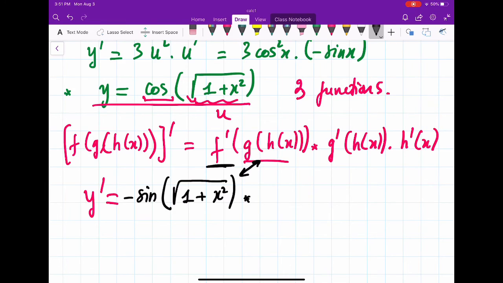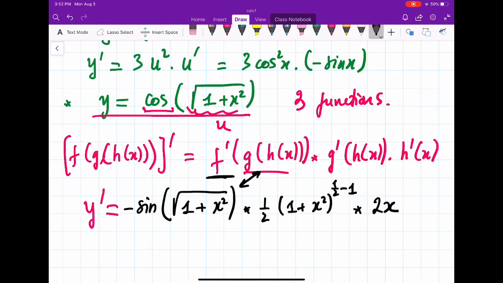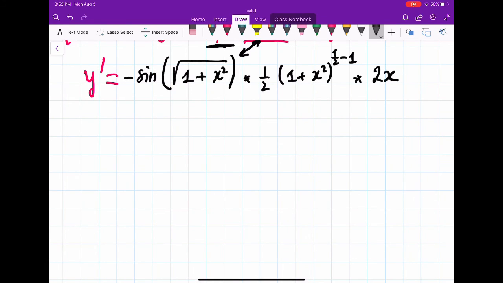And then I move to the second function, square root of 1 plus x squared. But square root is power 1/2, right? So I write 1/2 in here, 1 plus x squared to 1/2 minus 1. You know, the derivative of the power function. That is the power rule, right? And then the last term is the derivative of 1 plus x squared, which is 2x. You see? If we understand the chain rule very well, you can write the answer right away. Okay? Now let's consider a tangent line problem, and then we finish today's lecture.